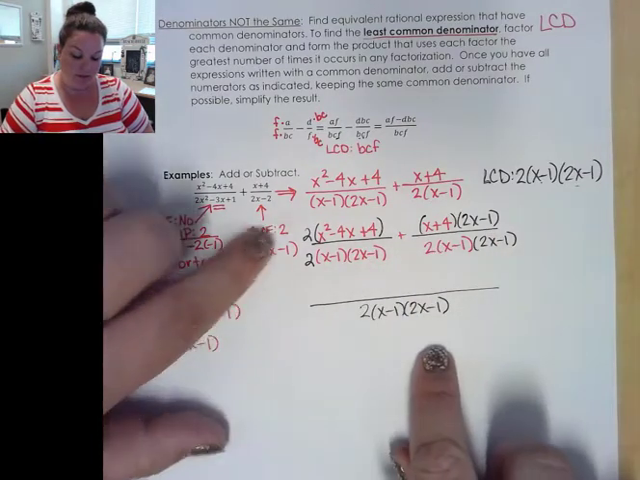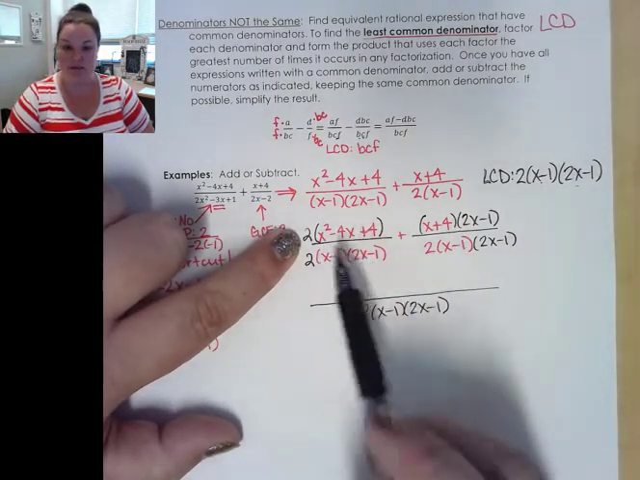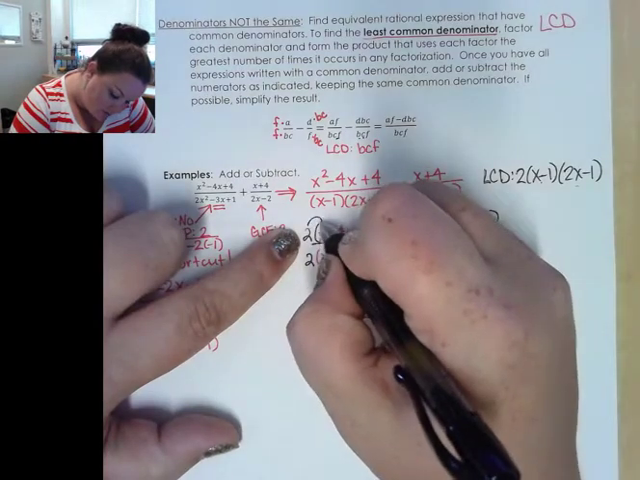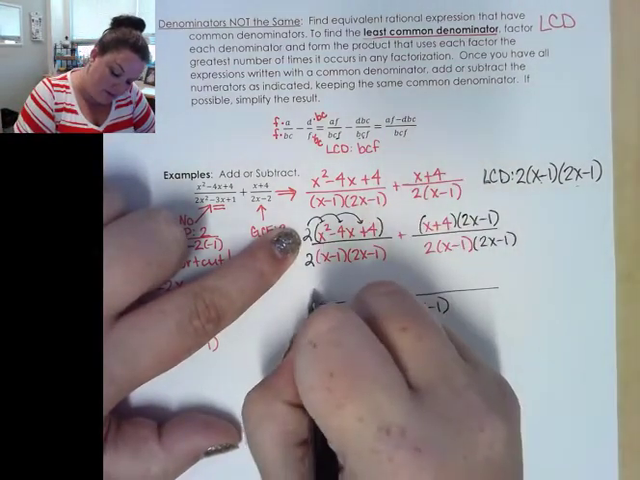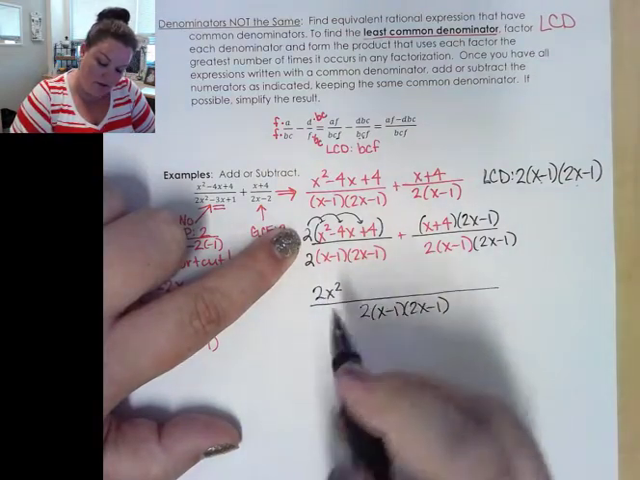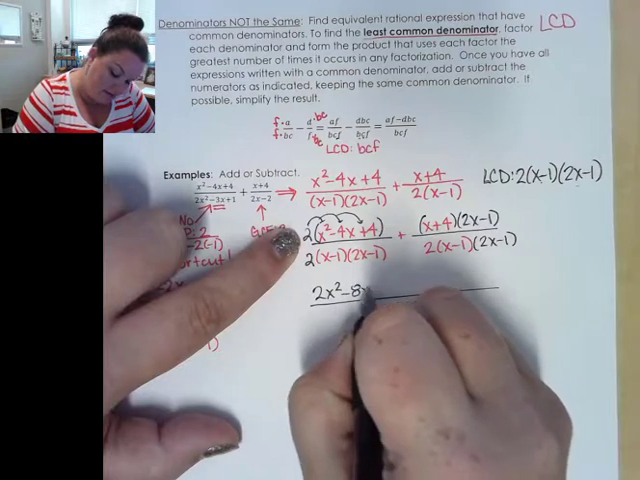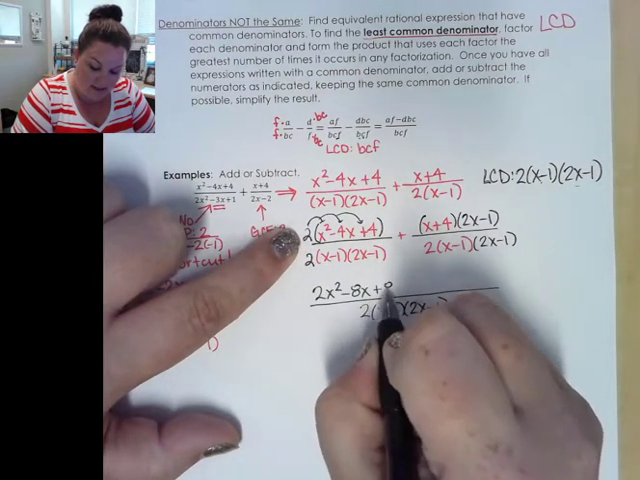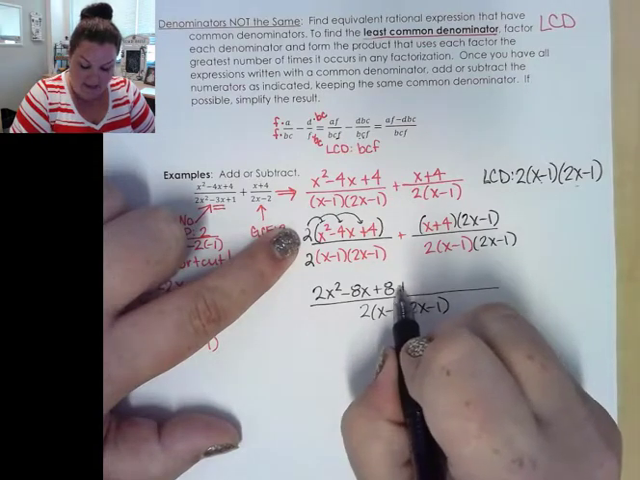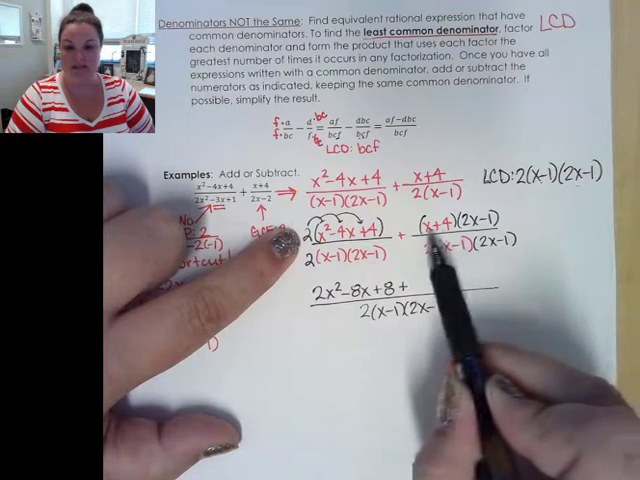Okay. Now, in order to combine the tops, they can't be being multiplied, right? I need to FOIL all this out. So I'm going to go ahead and distribute this 2 in. So 2 times x squared gives me 2x squared. 2 times negative 4x is negative 8x. 2 times positive 4 is positive 8. And then I'm adding, right, because that was my sign in the middle, I'm adding whatever this ends up being.